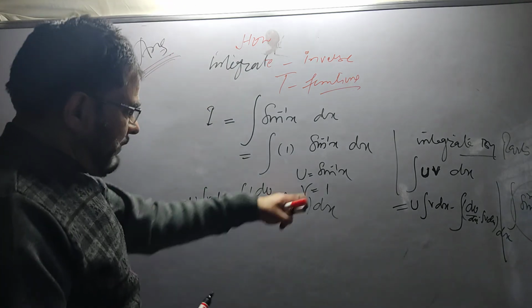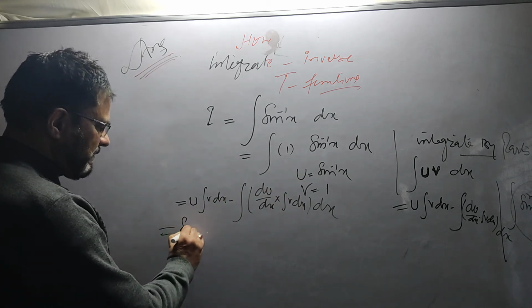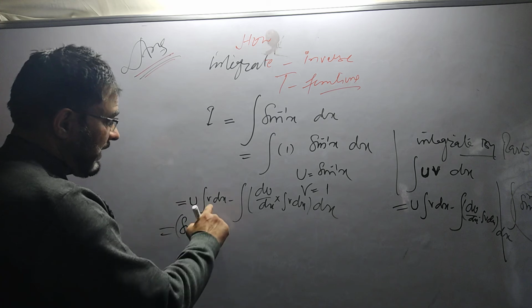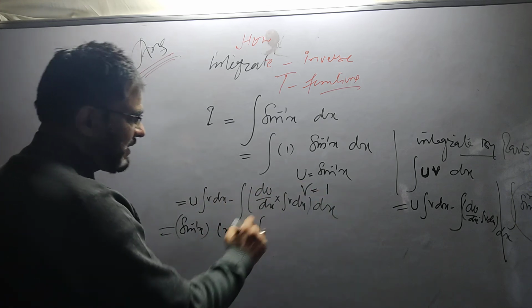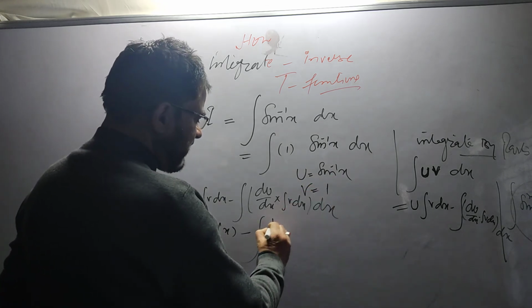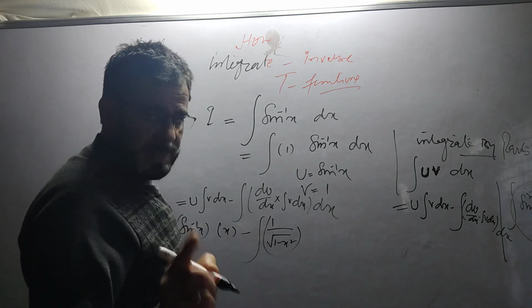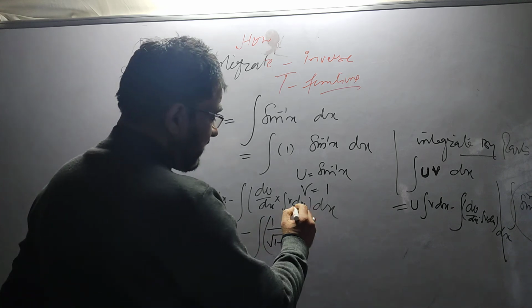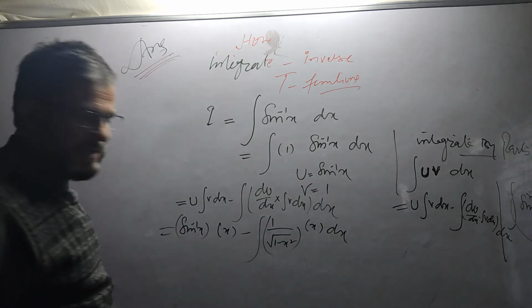Okay, let me apply this here. Your u is sine inverse x, the integral of 1 is x, as you know, minus the whole integral. Now the differentiation of sine inverse x, you know, is 1 by under root of 1 minus x square. Then the integral of 1 is x dx. You see how easy it is now.